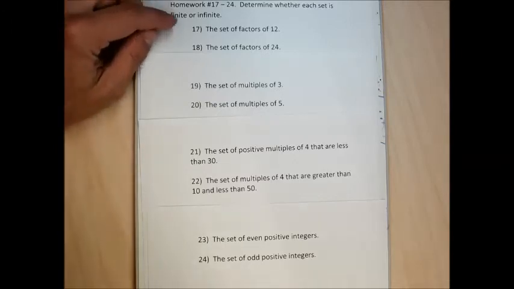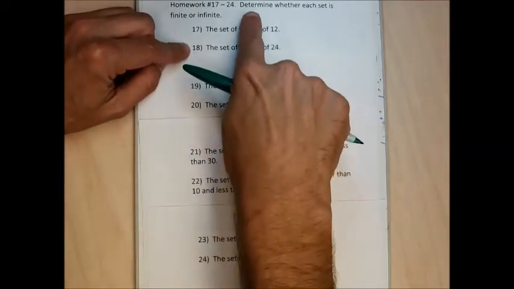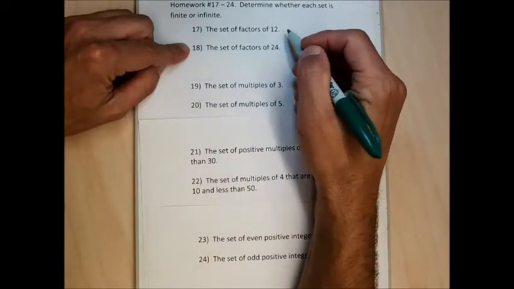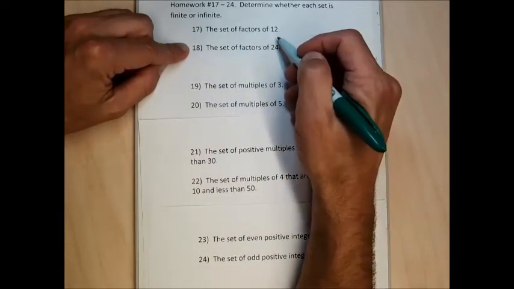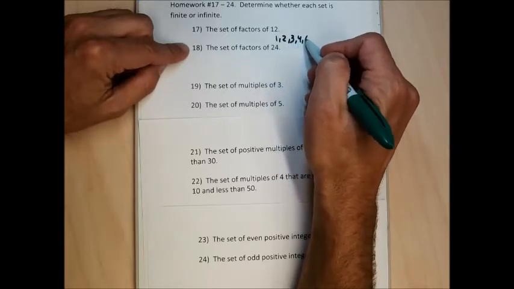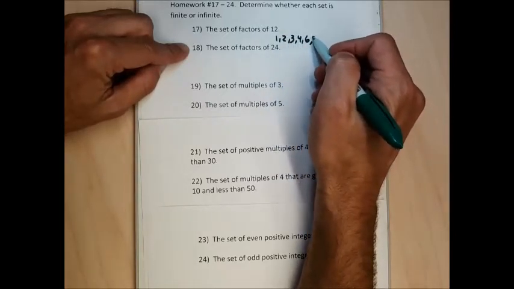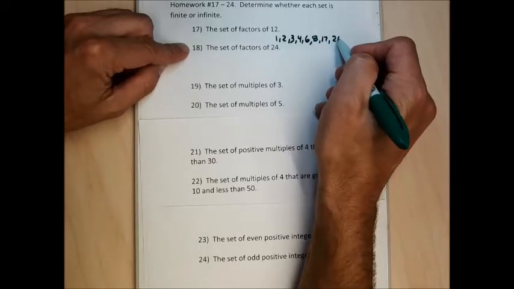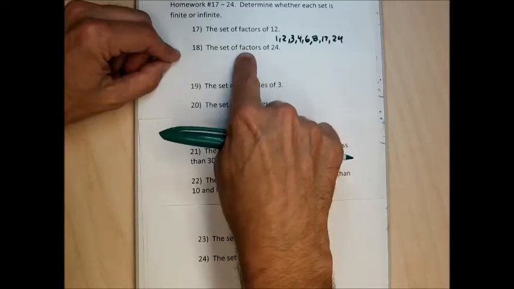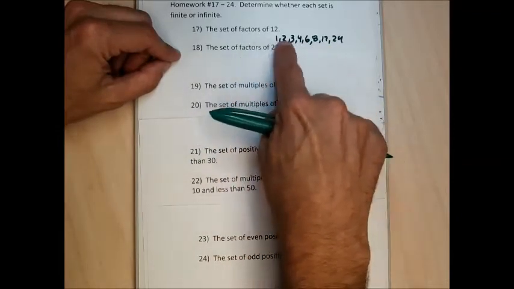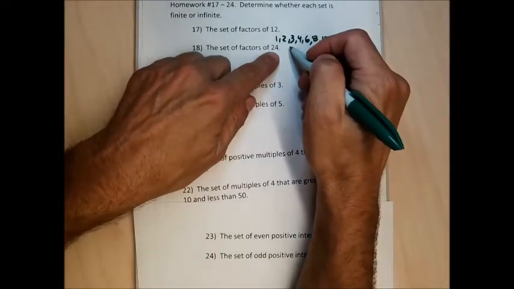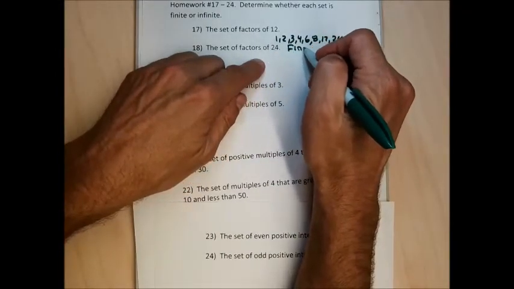So let me look at 18 real quickly. Determine whether the set is infinite or finite. The set of factors of 24. These are numbers that divide evenly into 24. I won't worry about the negative ones. 1, 2, 3, 4, 6, 8, 12, and 24 are the positive factors of 24. Factors are always going to be a finite set because there are only certain numbers that can divide evenly into a number without leaving a remainder. So this is going to be a finite set.